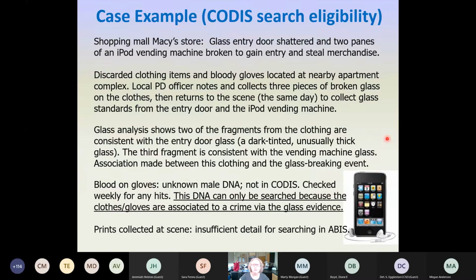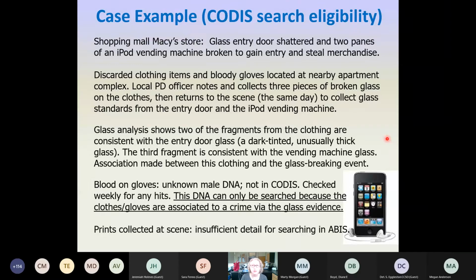All right, so let's look at some examples. This is one from several years ago where we had a Macy's store, and it was broken into by shattering a glass door, and then the iPod vending machine in the store, which was also made out of glass, was broken to steal the merchandise.